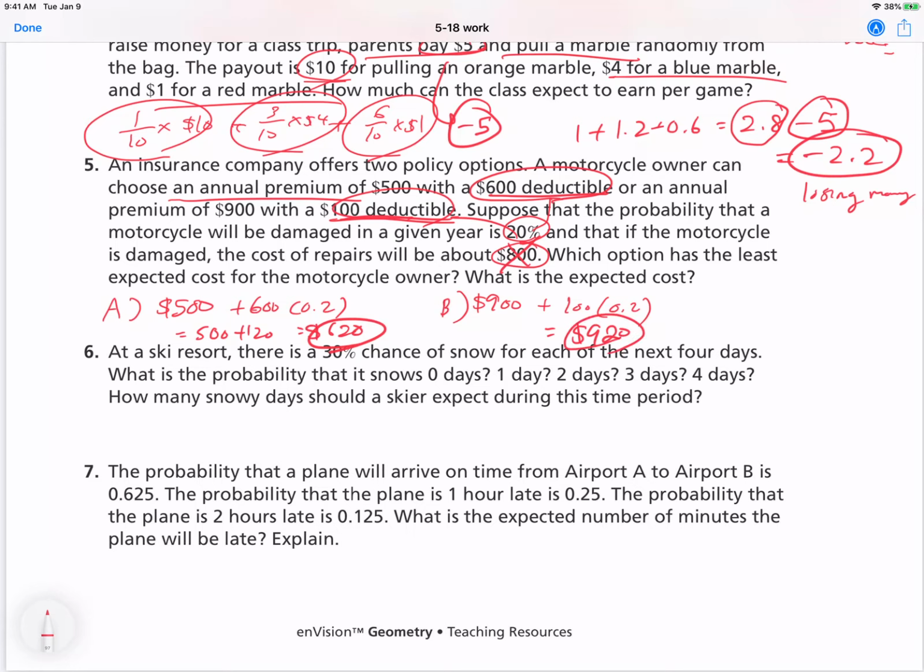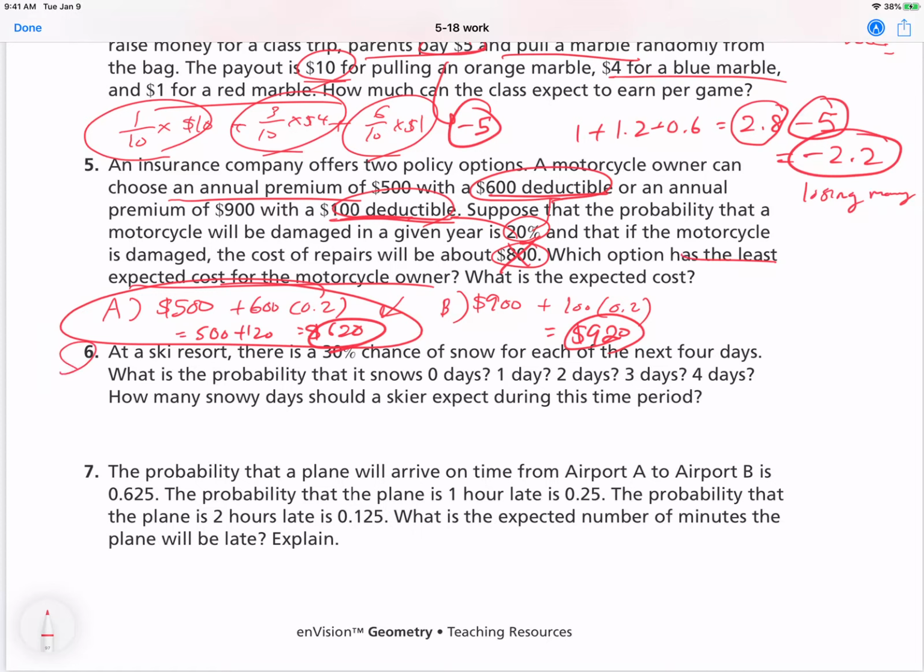So if you're a consumer and you wanted to know which option has the least expected cost, you will say insurance premium A, and the expected cost would be $620.